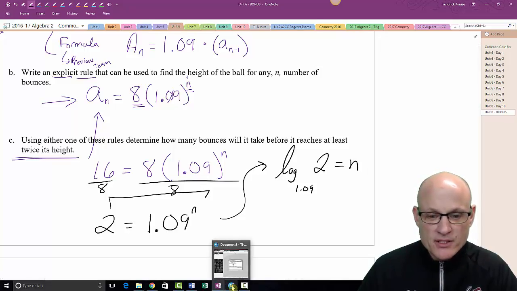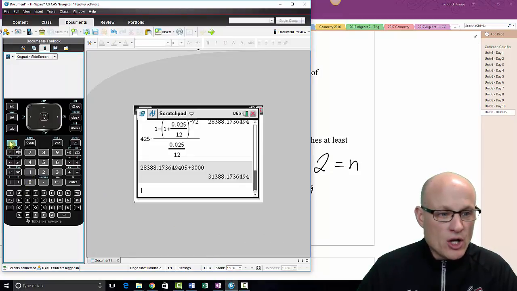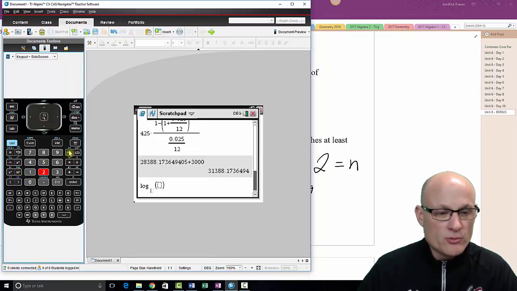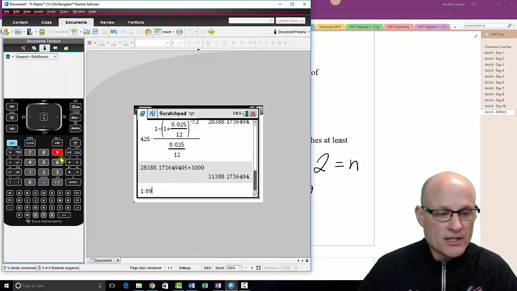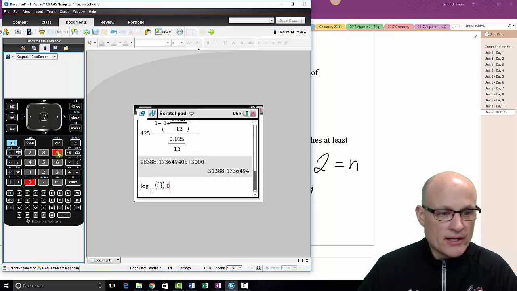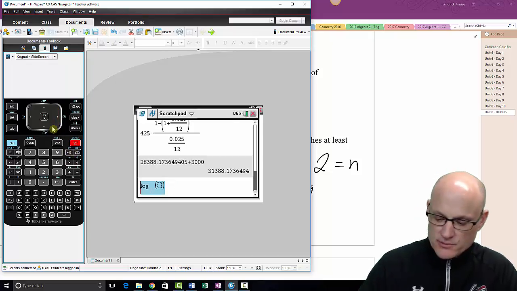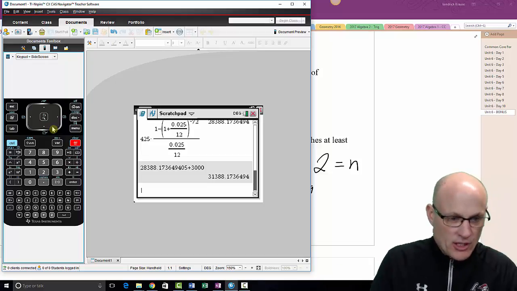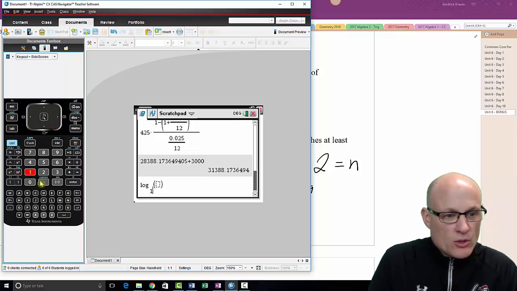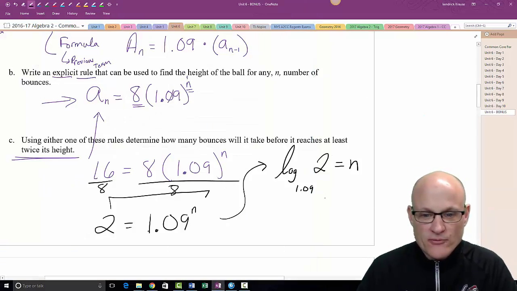I grab my calculator. And I'm going to go log base 2. Oops. Base 1.09. Why is that doing that? Why do you hate me? I got to do it with my mouse. Sorry. Log base 1.09 of 2. So it'll take 8.04 bounces. So n equals 8.04 bounces.